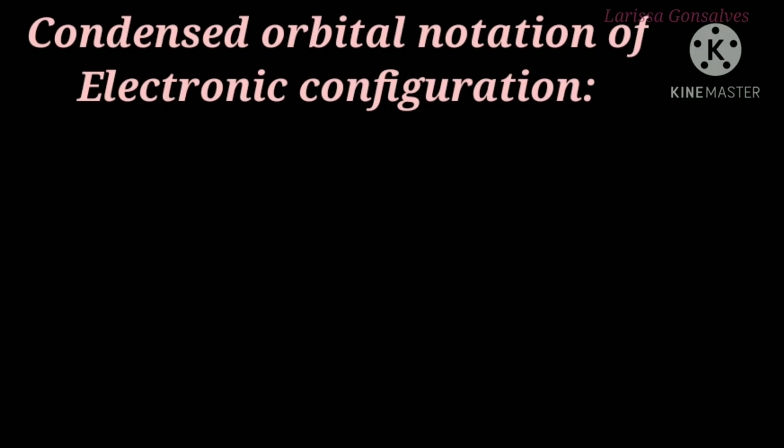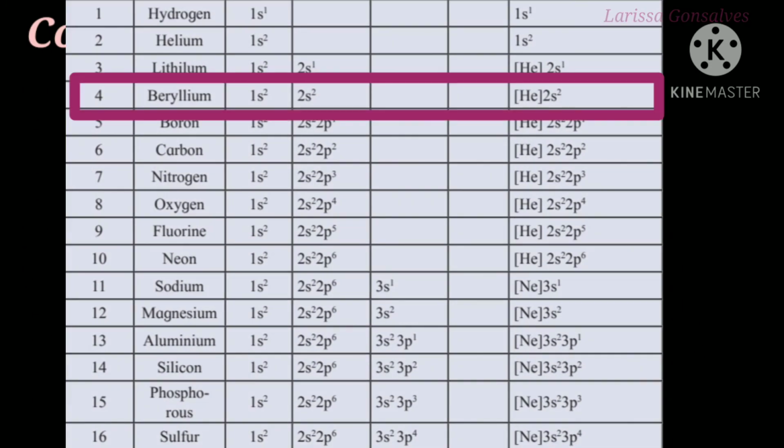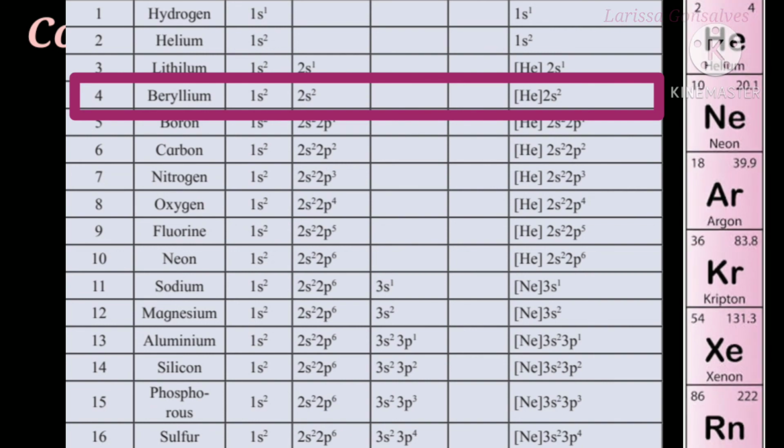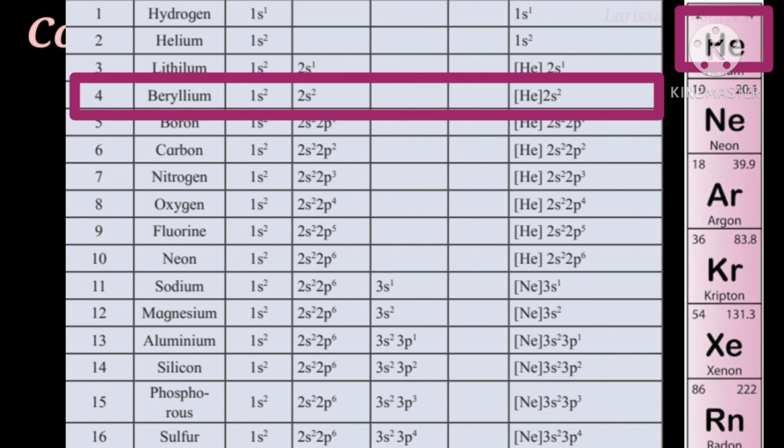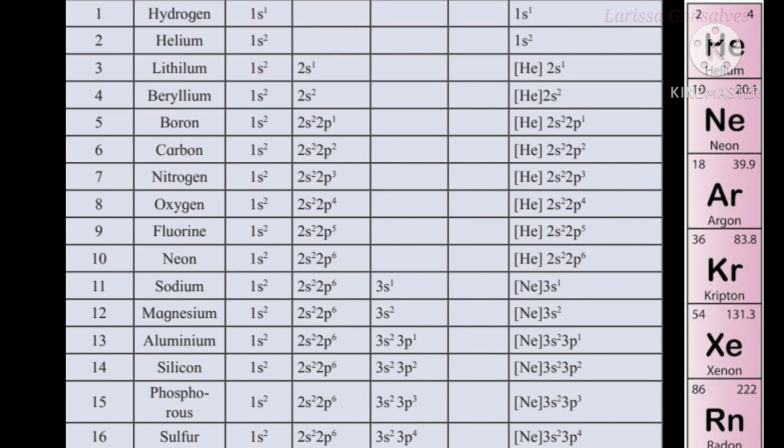So let us now understand how do you write the condensed orbital notation. Take the example of beryllium. Beryllium has an atomic number 4. So the electronic configuration is 1s2, 2s2. So now if we want to write this in a shorter form, we have to check the noble gases. So helium is a noble gas which is having atomic number 2. Hence beryllium can be written as the noble core of helium, 2s2. So where we wrote helium, that is actually equal to 1s2, that is the electronic configuration of helium. Let us consider the example of sodium.